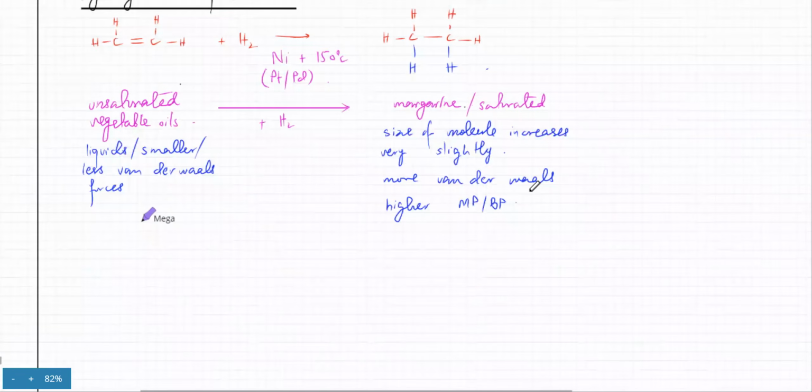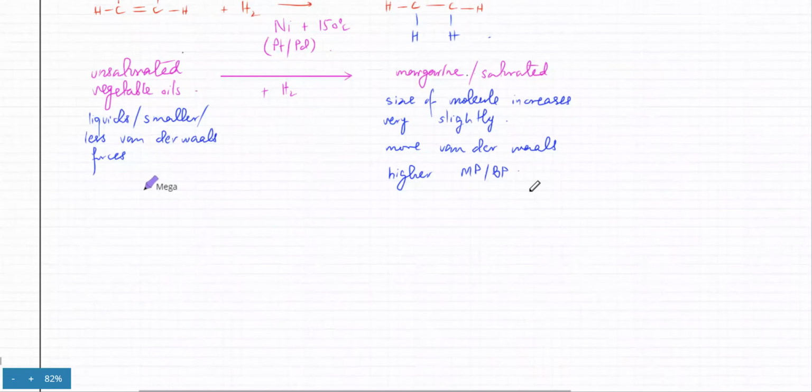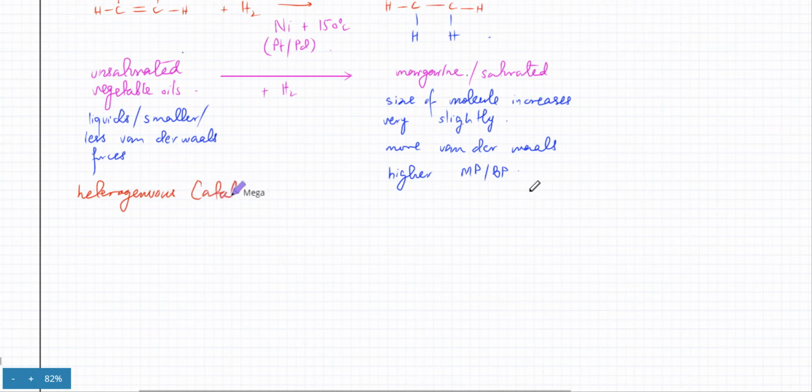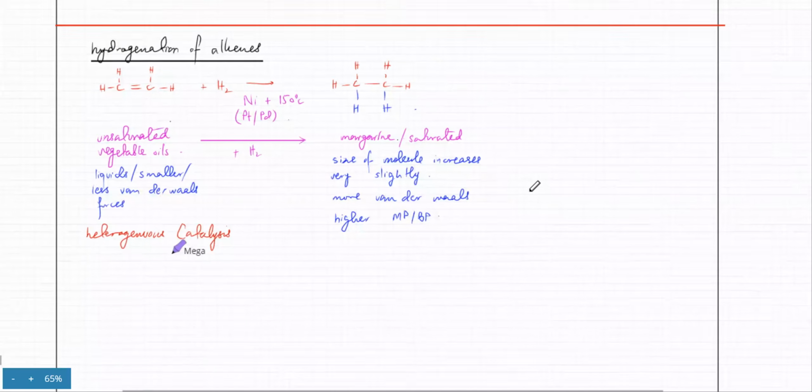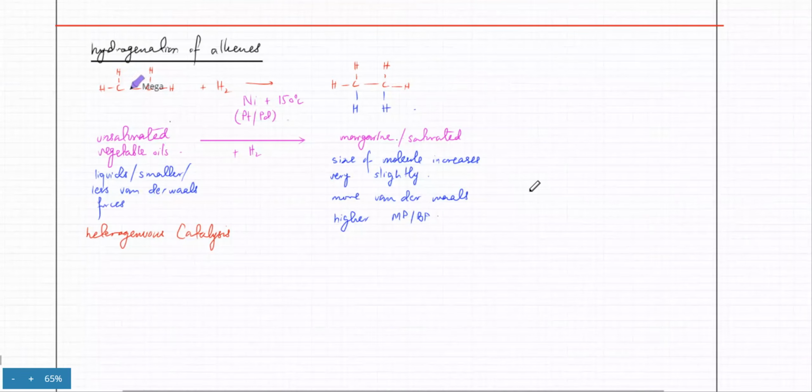Now the mechanism of the reaction. The mechanism of this reaction is kind of very different. The mechanism is basically heterogeneous catalysis. So nickel is being used as a catalyst. In heterogeneous catalysis, you have two processes that are happening. One is adsorption, first one.